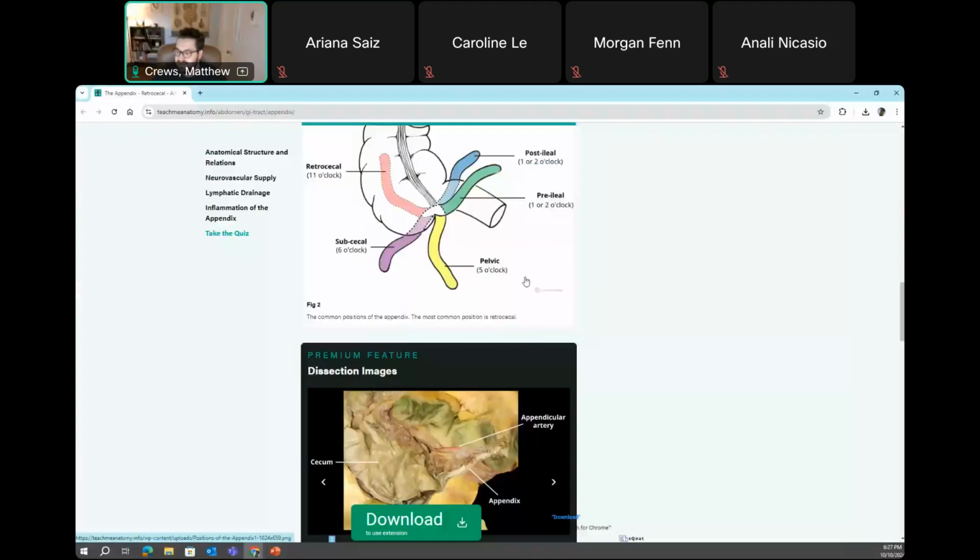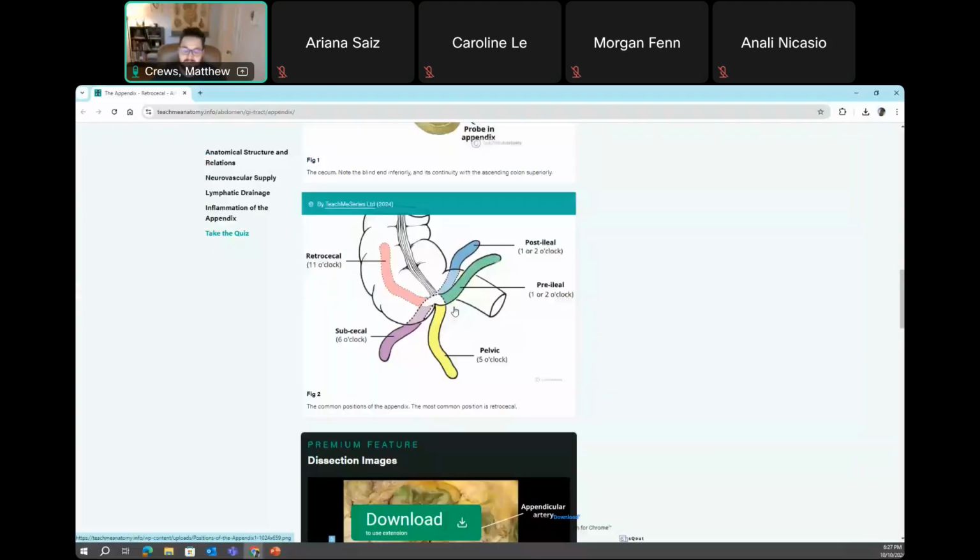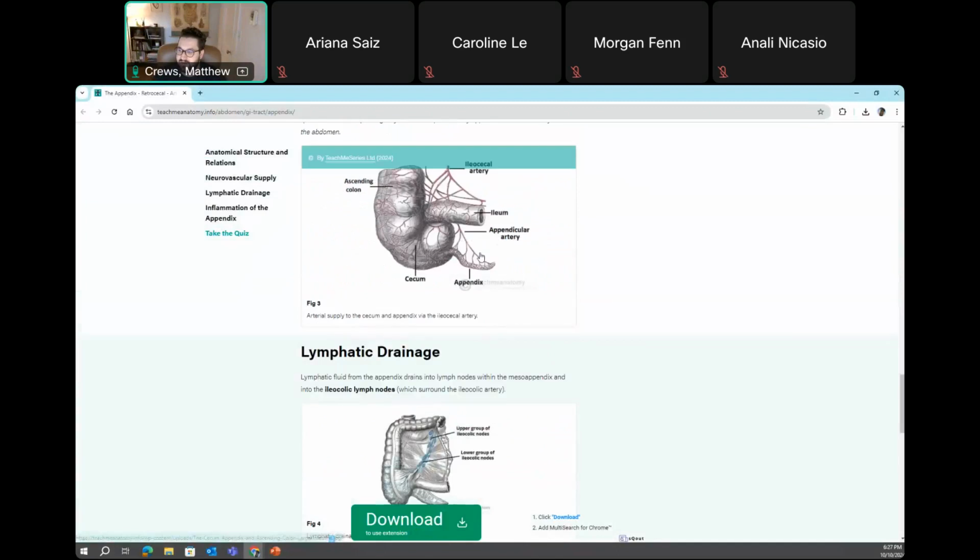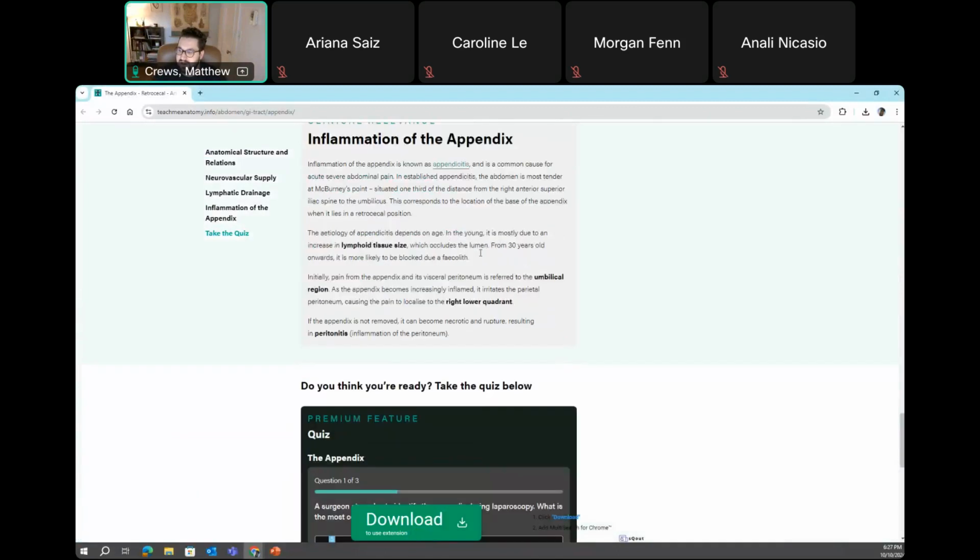Spaces. So it can be pelvic, which is normal, like what we would consider a normal appendix. It can be subcecal, so behind the cecum. It can be retrocecal, so completely behind the cecum. It can be post-ileal, this way, or pre-ileal. And all of these are normal anatomical variations.